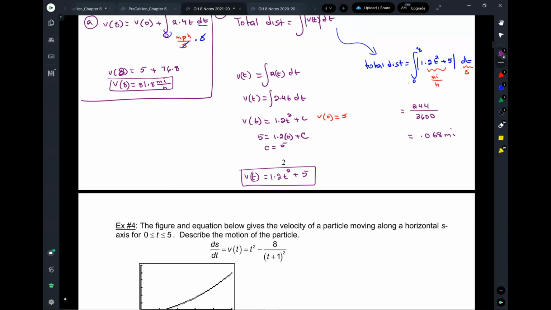Which was the 244 again? That one happened from the integral. That integral, right? Okay, one more.